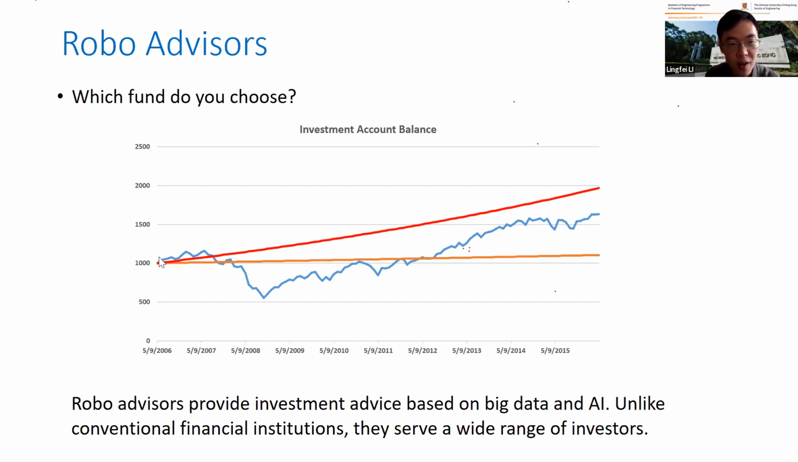And then there's this blue fund. You can see fluctuations. The overall trend is still going up, but there are some downturns, down periods where your investment actually goes down below 1,000. And then there's this orange fund, which also starts at 1,000 and also grows over time, but the rate of growth is very small. You can see growth, but it's growing slowly.